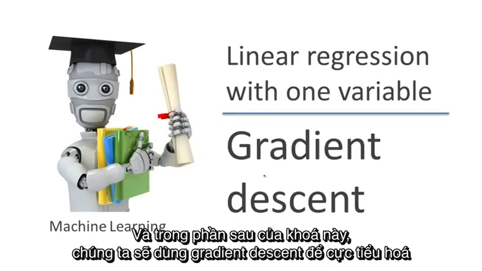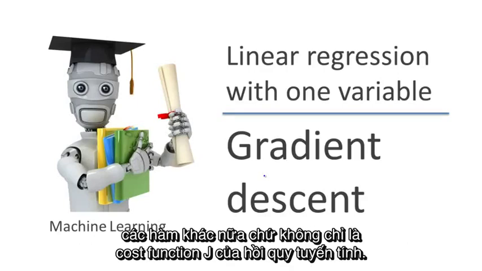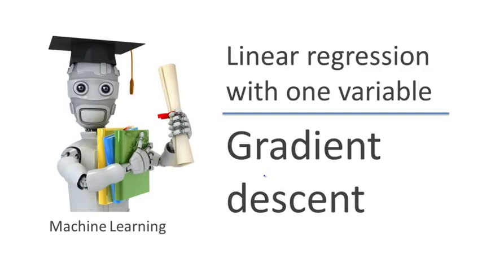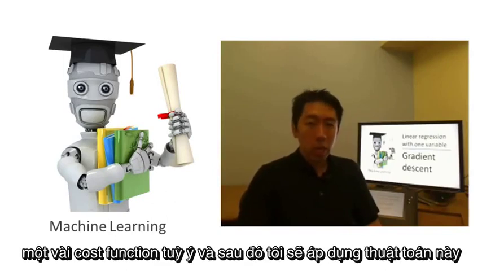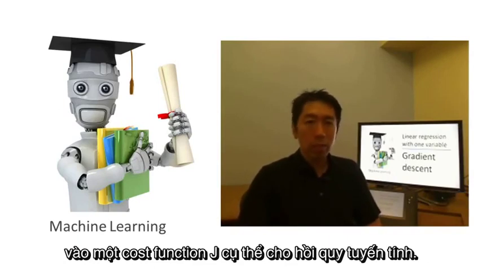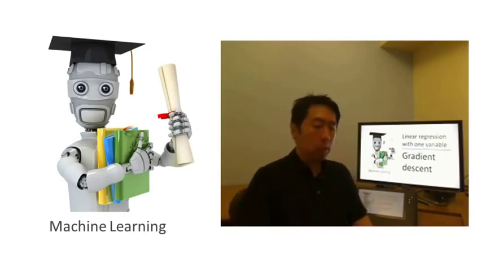And later in the class, we'll use gradient descent to minimize other functions as well, not just the cost function J for linear regression. So in this video, we're going to talk about gradient descent for minimizing some arbitrary function J, and then in later videos, we'll take this algorithm and apply it specifically to the cost function J that we had defined for linear regression.